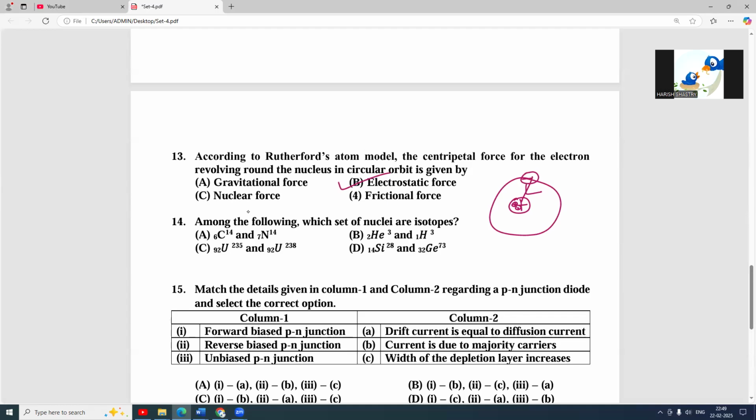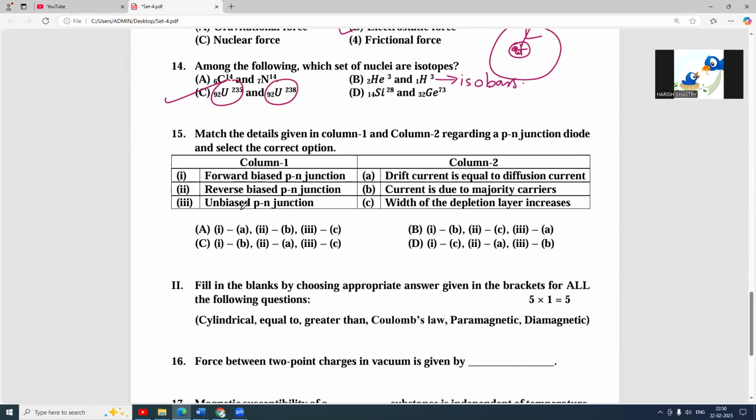Among the following, which set of nuclei are isotopes? Same atomic number, different mass number. See, here different atomic number. These are isobars: same mass number, different atomic number. Isobars. Okay, match the following.